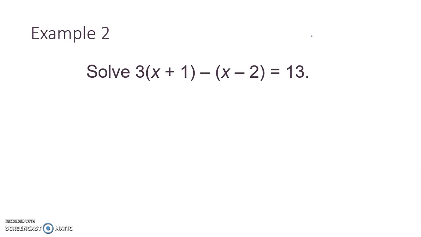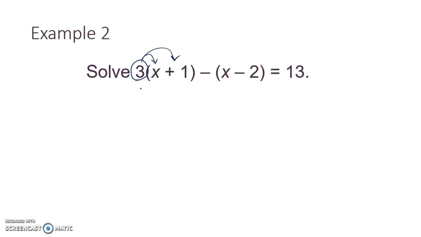Example 2. Solve 3 times the quantity of x plus 1 minus the quantity of x minus 2 equals 13. So first things first, we can't start to combine our like terms until we get rid of our parentheses. So we're going to distribute.